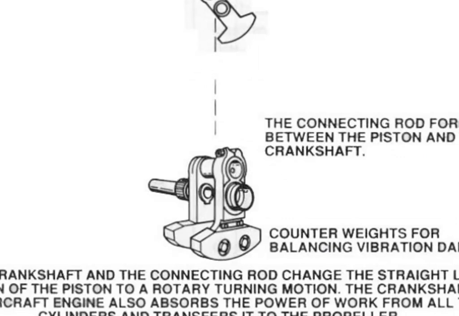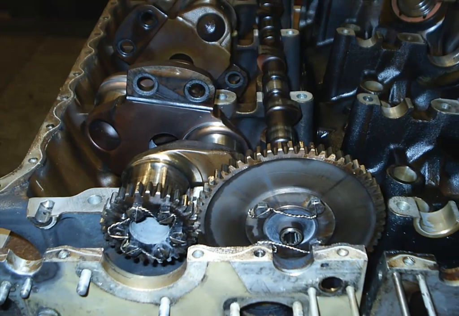So that gets us this far. A lot of times we'll have dynamic dampers and things like that attached to the crankshaft. That helps take vibrations out of the crankshaft.